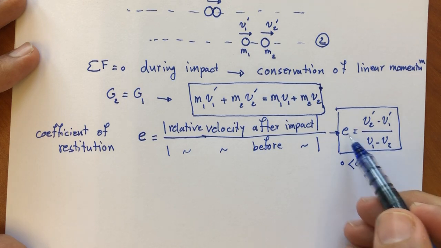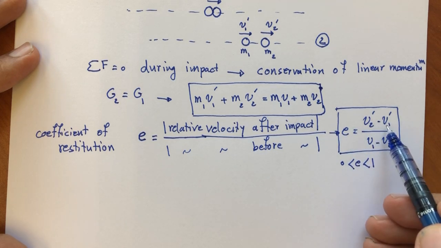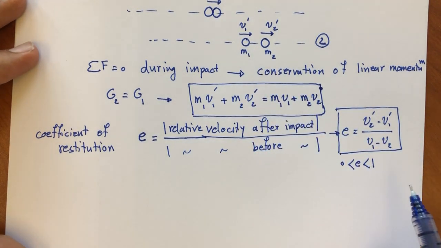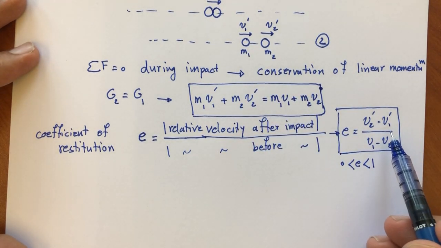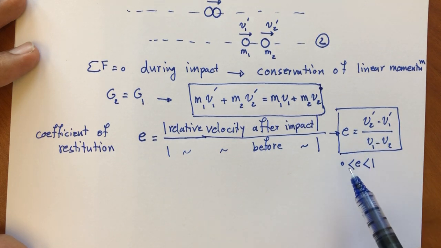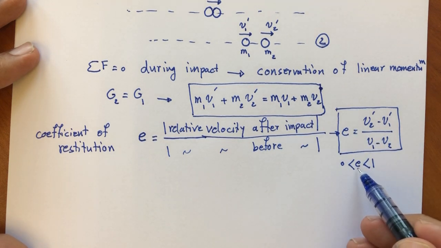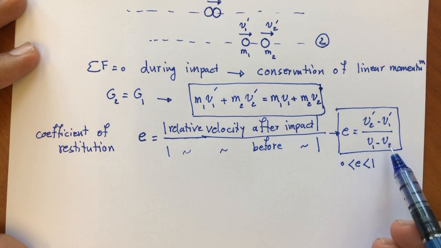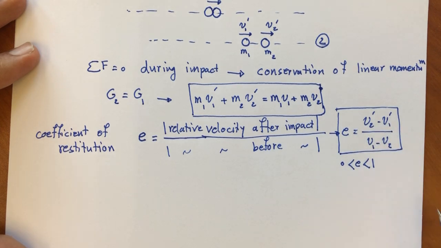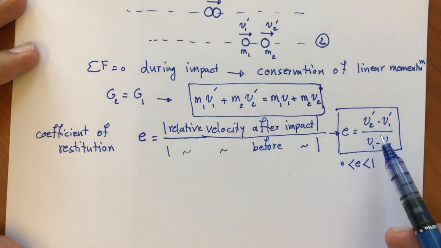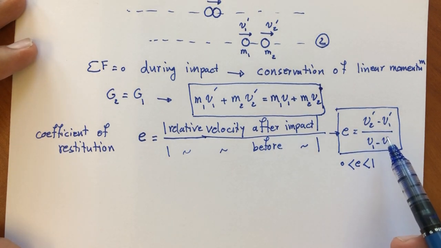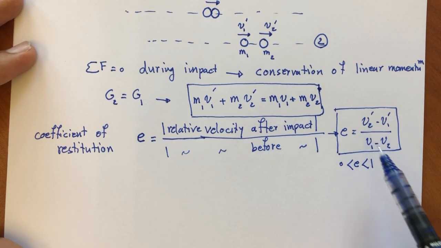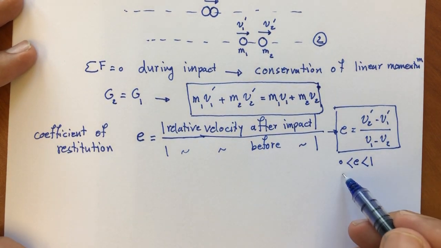When E is equal to 0, it means v2 prime is going to be equal to v1 prime. So it means these two pieces are going to stick together and move together. And we are going to lose a lot of energy in that case. But if E is equal to 1, it means v2 prime minus v1 prime is going to be equal to v1 minus v2. So the relative velocity is going to remain constant. And the meaning of that is both of these materials are going to be very elastic, and we are not going to lose any energy. Okay?